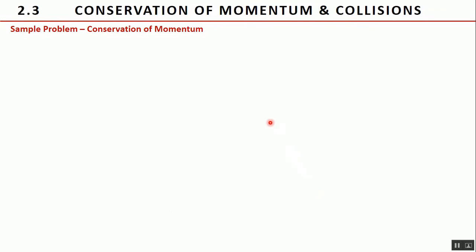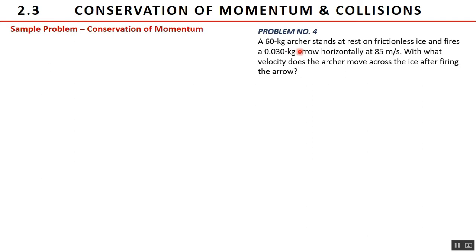Now, let us give a sample problem on conservation of momentum. Problem number 4. A 60-kilogram archer stands at rest on frictionless ice, and fires a 0.03-kilogram arrow horizontally at 85 meters per second. With what velocity does the archer move across the ice after firing the arrow?